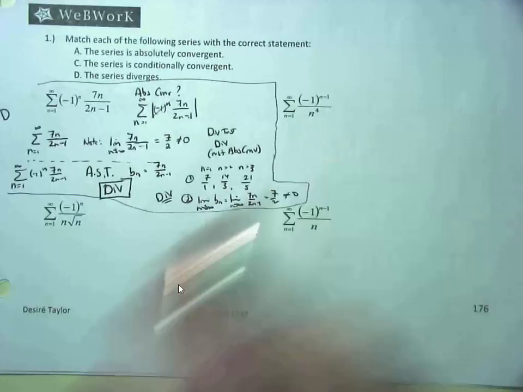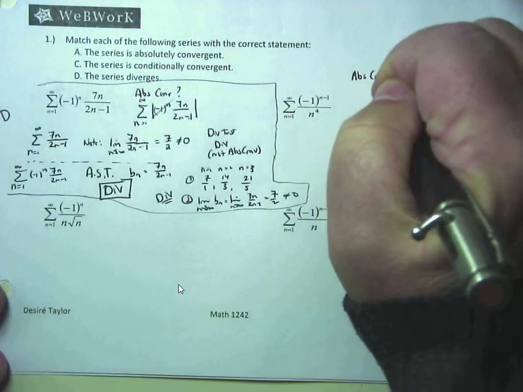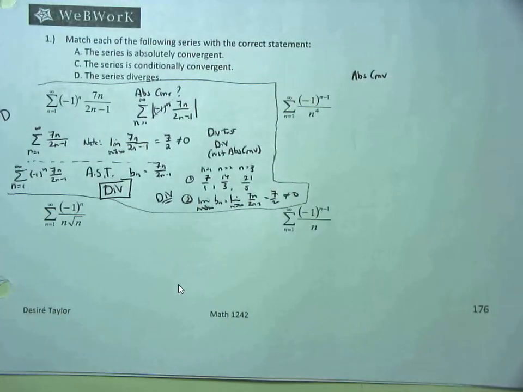So this one, I'm going to check my hierarchy. I'm going to check for absolute convergence first. You always check for absolute convergence. If it fails that, then you check for conditional convergence. And if it fails that, it's divergent. So do it from a hierarchy.